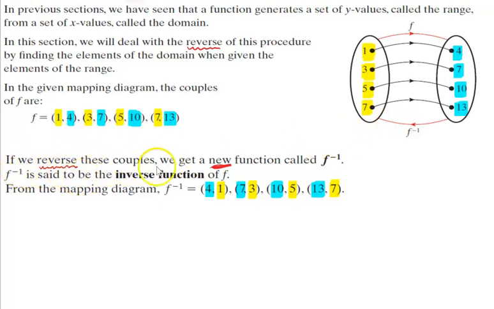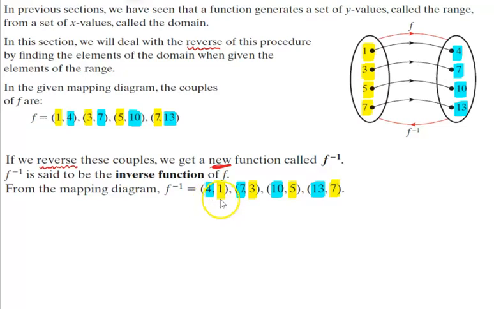If we reverse these couples, we get a new function called f inverse. So it's f to the power of -1. F inverse is said to be the inverse function of f. From the mapping diagram, f inverse is equal to (4, 1), (7, 3), (10, 5), (13, 7). We can see now all the y values or the outputs come first. So they are now the x values or the inputs.